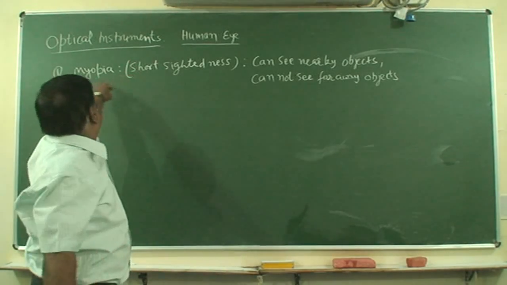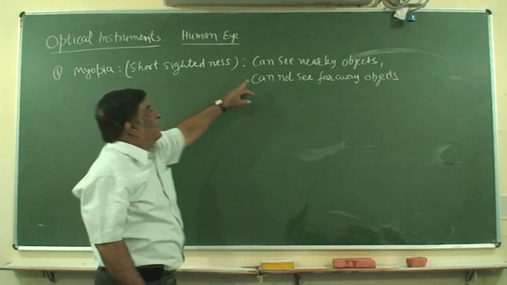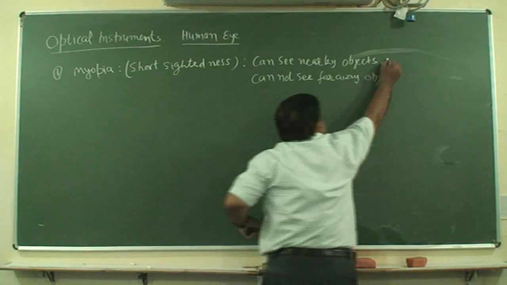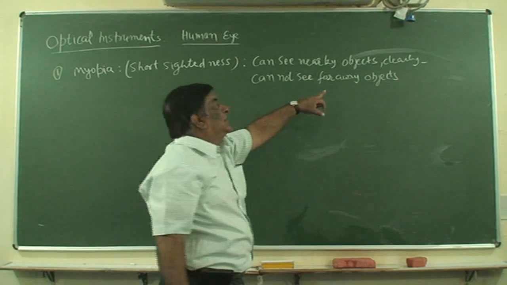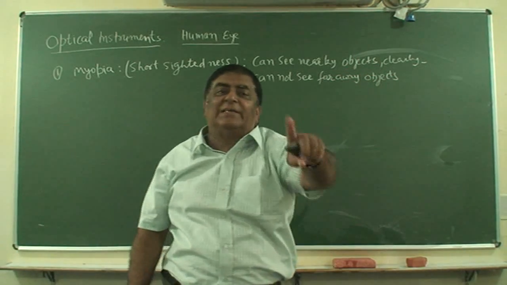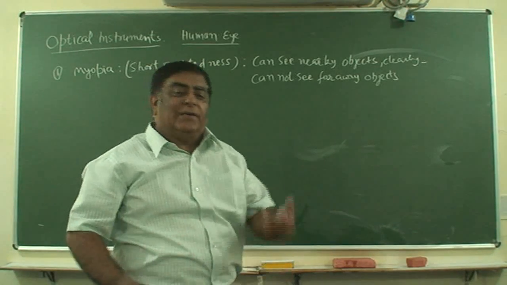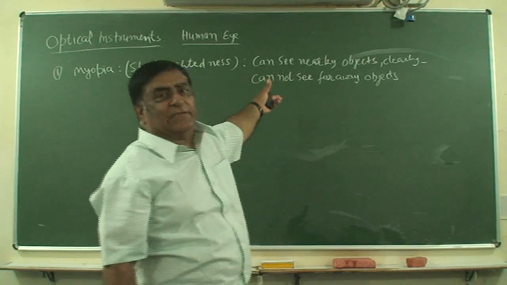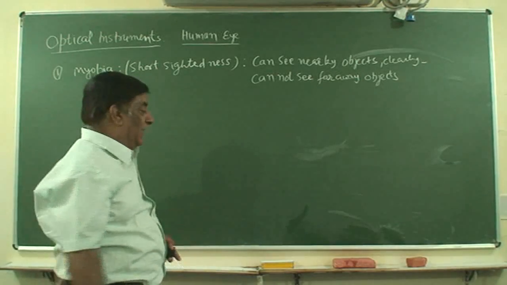Okay, the first defect is myopia, that is short-sightedness. In this what happens? We can see nearby objects clearly, but we cannot see the faraway objects. If a boy is sitting in the last bench and he is not able to see the blackboard, then he has got myopia. He is able to read the book, but he is not able to see the blackboard that is far away, and this is short-sightedness or myopia.